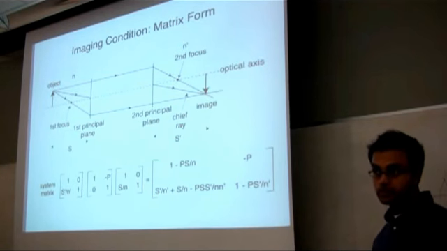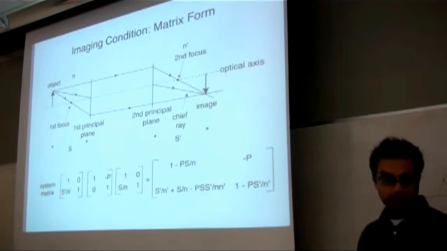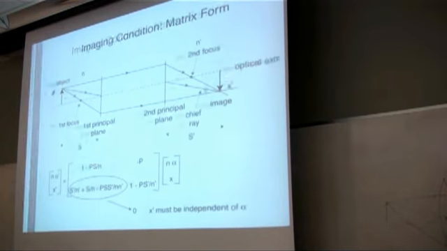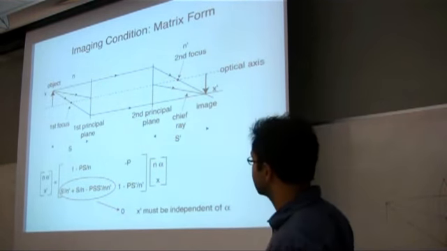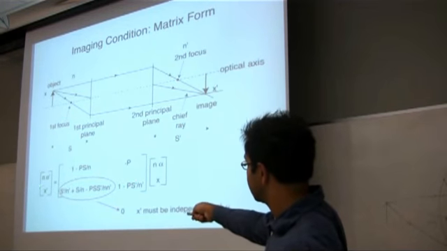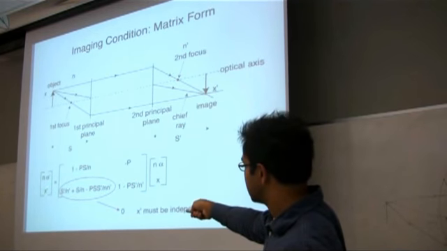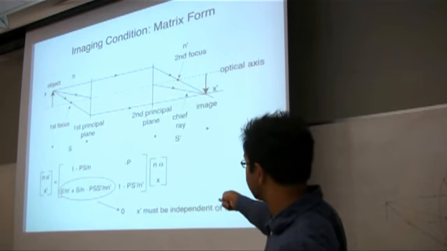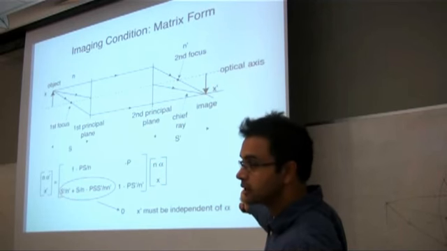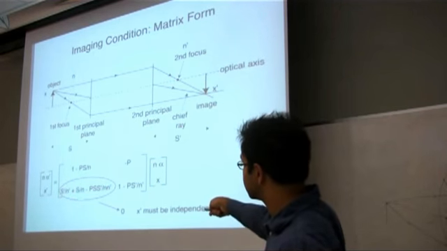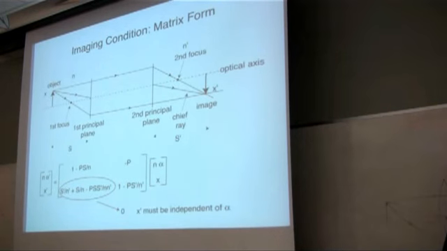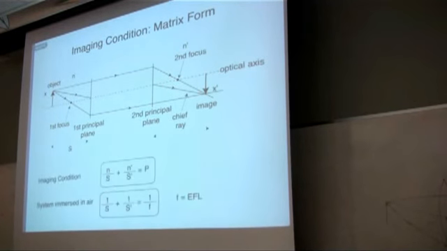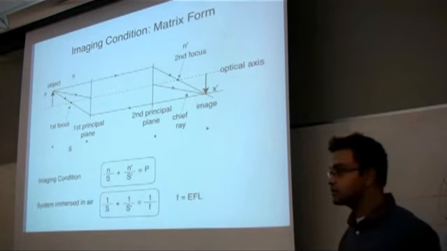Which could be the case if you have a very complicated system. And of course, the imaging condition is what we've seen before. We just take the term, like I said, the variation of the dependence of x prime on alpha should go away, essentially. This is the imaging condition. So we set that to 0. X prime must be independent of alpha. Once we do that, we get the imaging condition, which is the same as before.